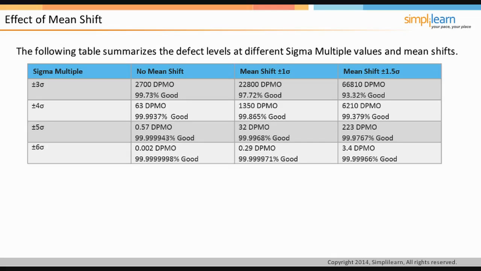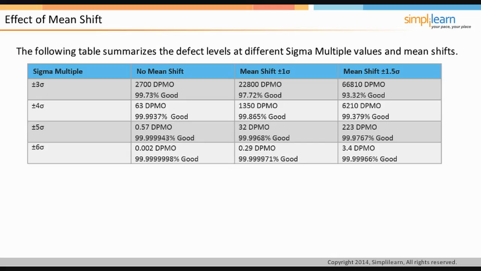If the mean shifts by 1.5 sigma, then a tail moves outside the specification limit to a greater extent. Now the DPMO increases to over 66,000. This is almost a 2,500% increase in defects.